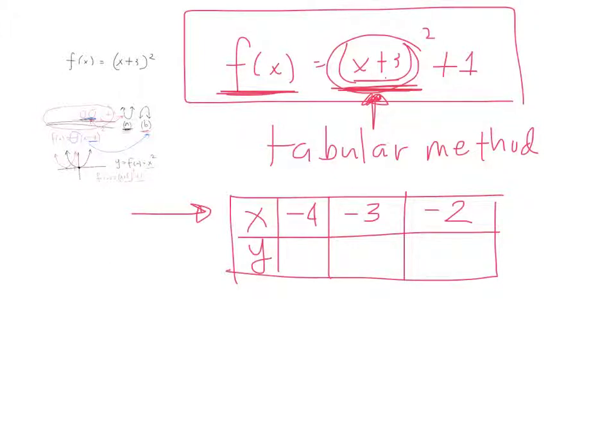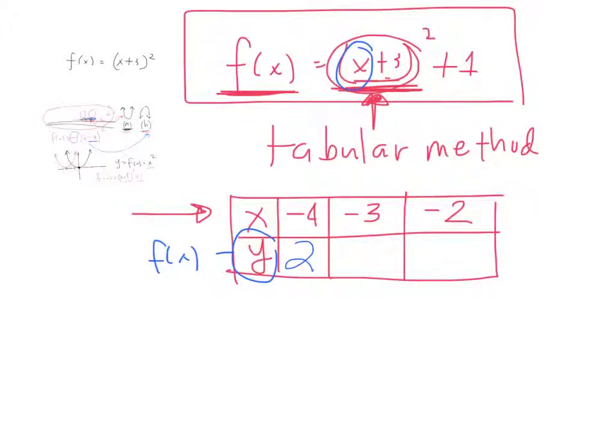So you have to find what is y, this is your f of x. What is your y when you put the negative 4 on the x? So if you put negative 4, negative 4 plus 3 is equal to negative 1. When you square negative 1, what will happen? Positive 1. And then you add 1 more, so it's 2. So the value will become 2.